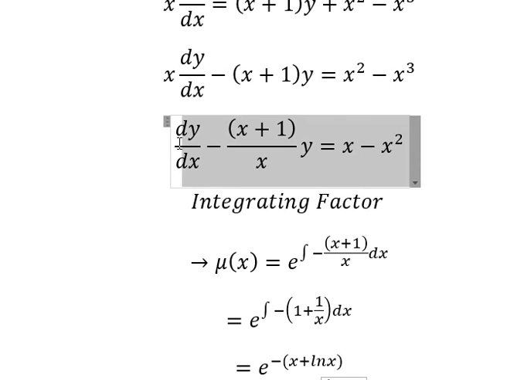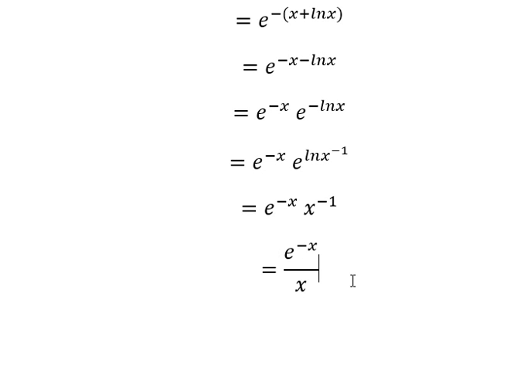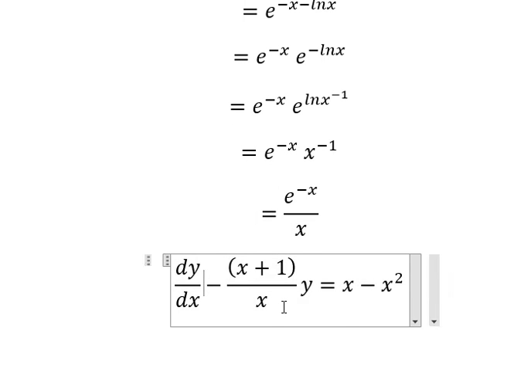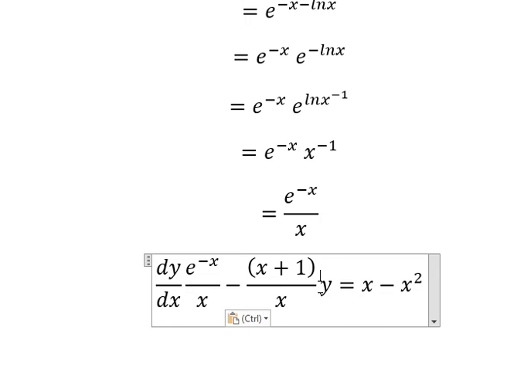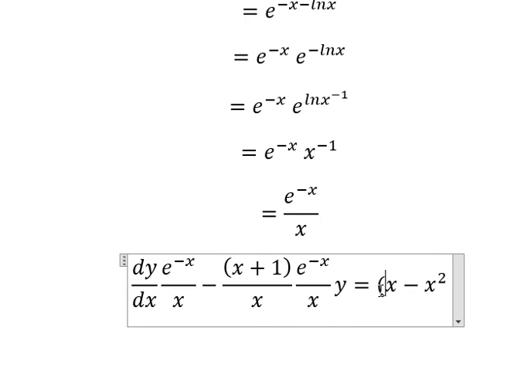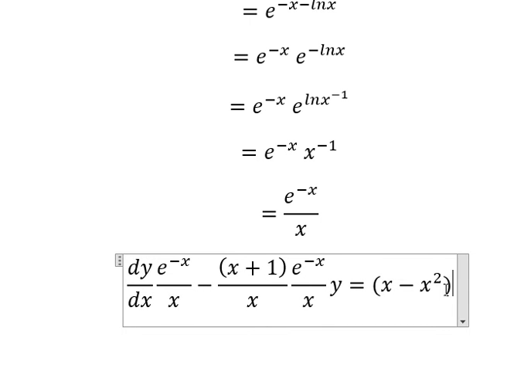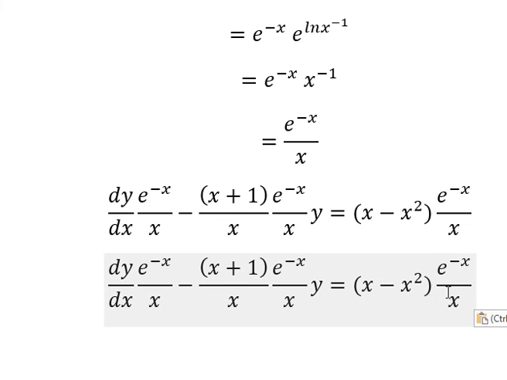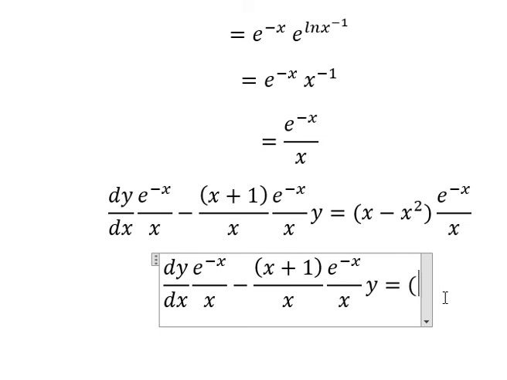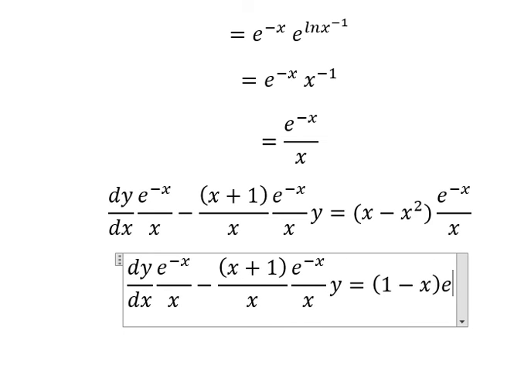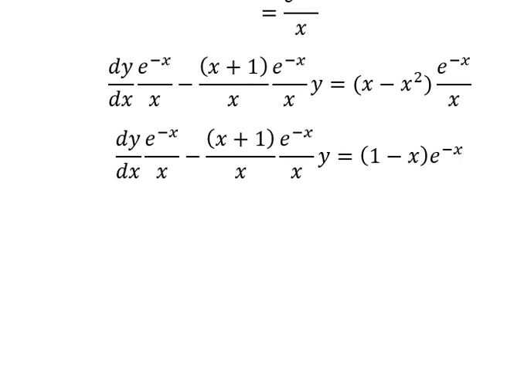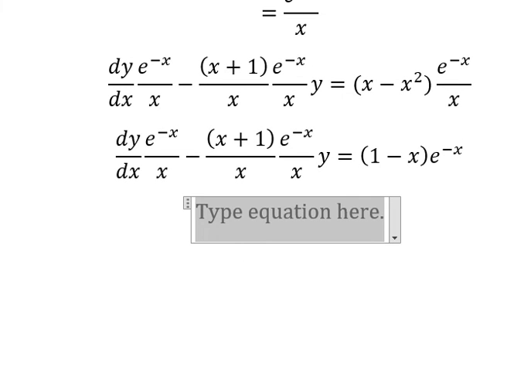So that means we need to multiply both sides by this one. So s and s we simplify. Next, we put the integration for both sides.